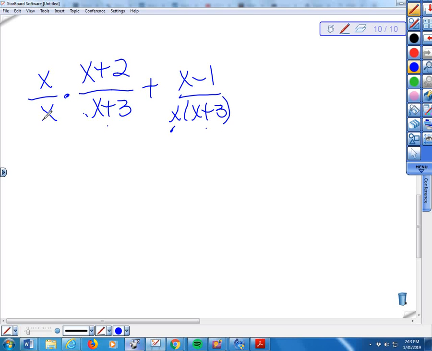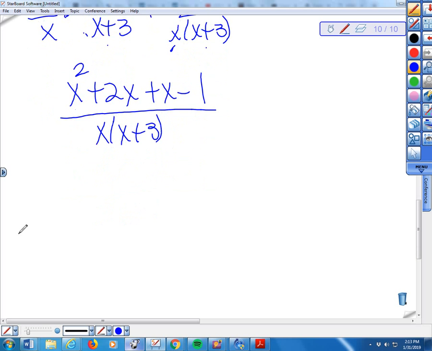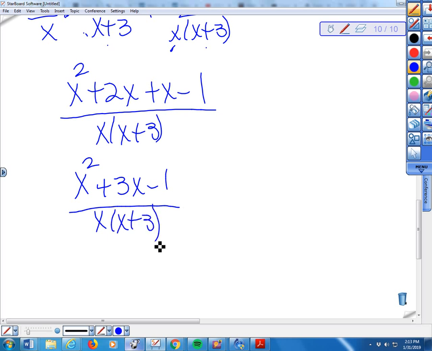If you multiply the bottom, oh, never mind. You get some. So on the top I have x squared plus 2x plus x minus 1. On the bottom I have x times x plus 3, because this needs to be distributed to both terms. Now I'm going to simplify and see if I can reduce anything. X squared plus 3x minus 1 over x times x plus 3. This is not factorable on top. So that's as simplified as I can get it. But we always have to try and simplify if we can.